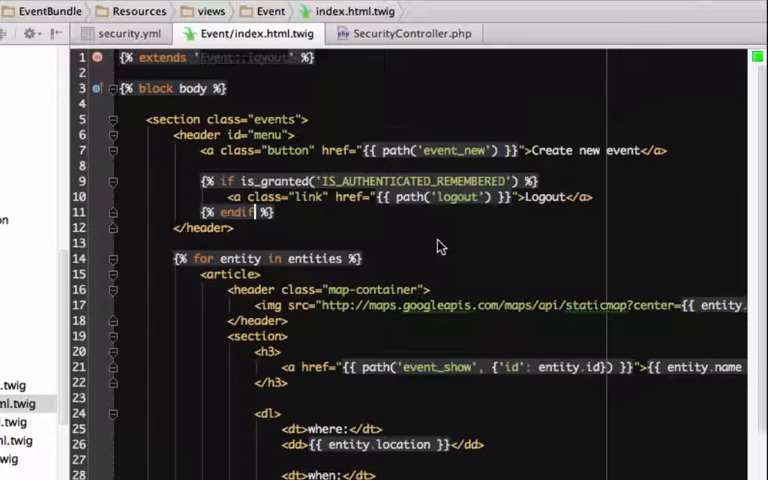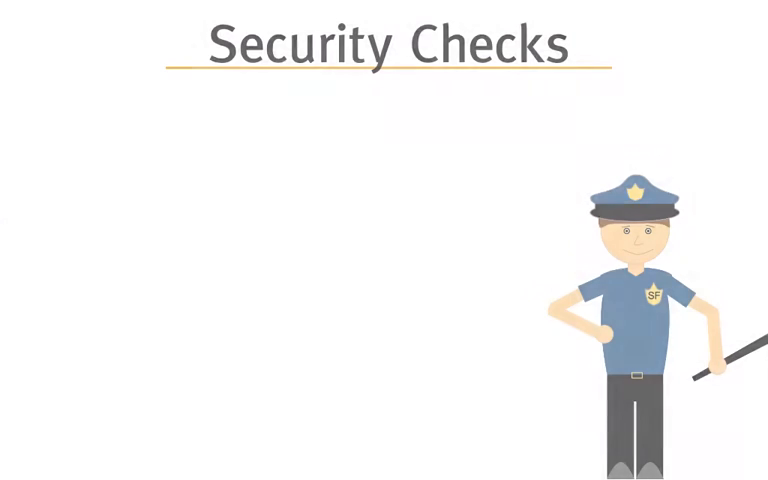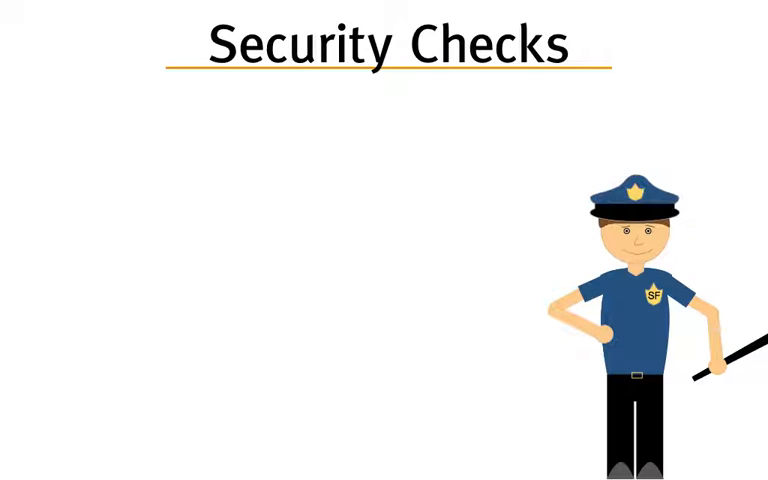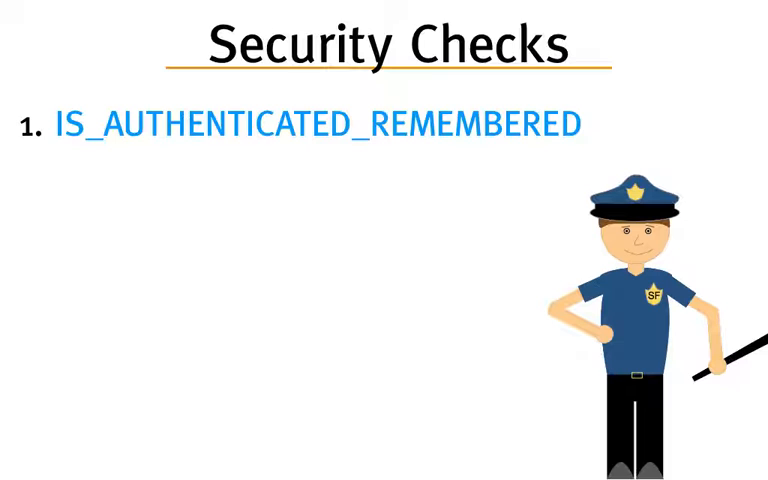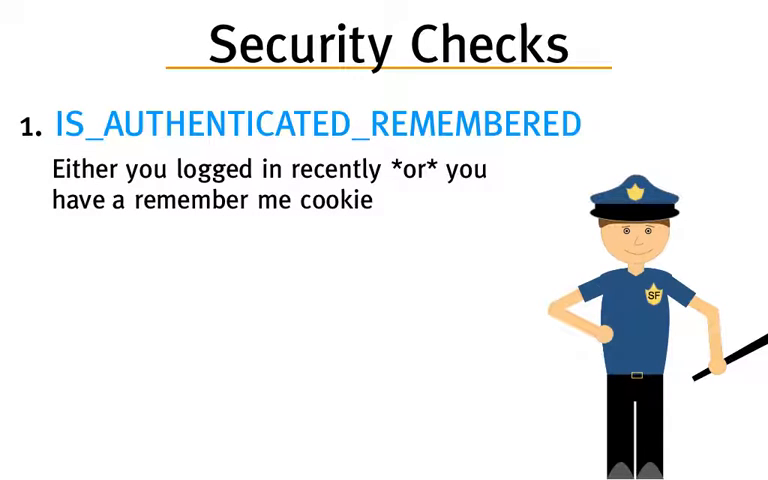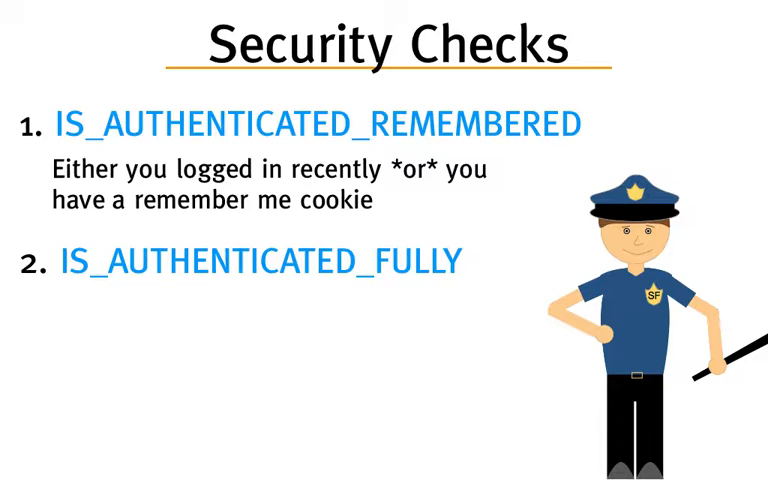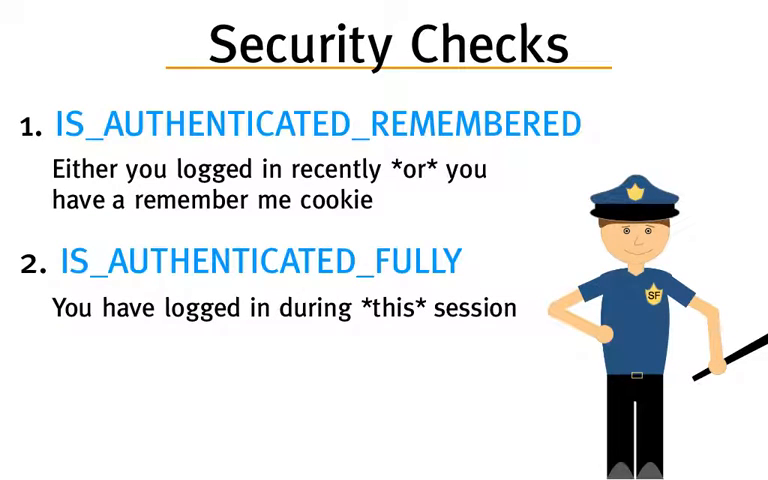So in addition to checking to see if the user has a given role, Symfony has 3 other special security checks you can use. First, IS_AUTHENTICATED_REMEMBERED is given to all users who are logged in. They may have actually logged in during the session or may be logged in because they have a Remember Me cookie. Second, IS_AUTHENTICATED_FULLY is actually stronger. You only have this if you've actually logged in during this session. If you're logged in because of a Remember Me cookie, you won't have this.